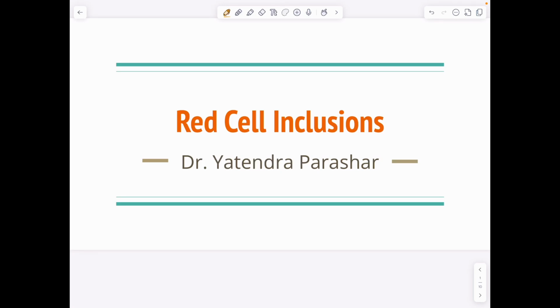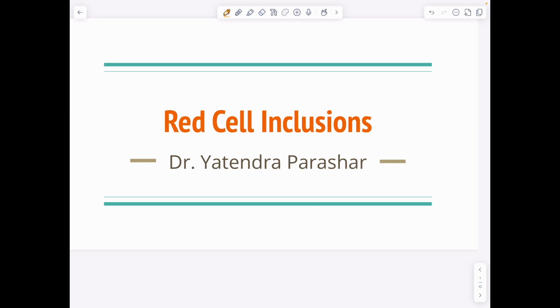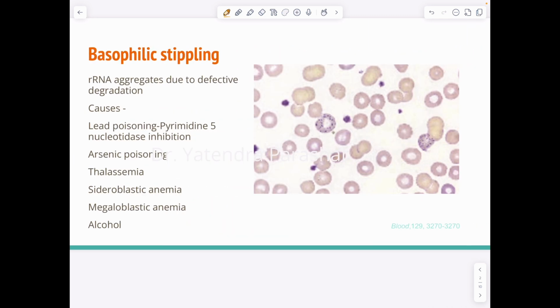Hello dear students, today we are going to learn about the red cell inclusions. First is the basophilic stippling.